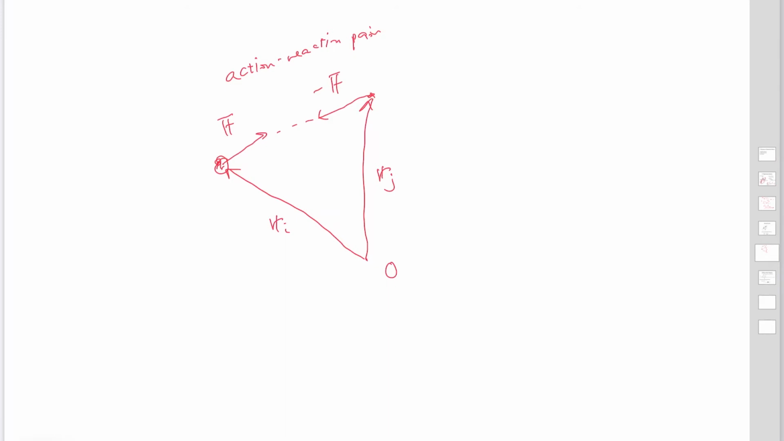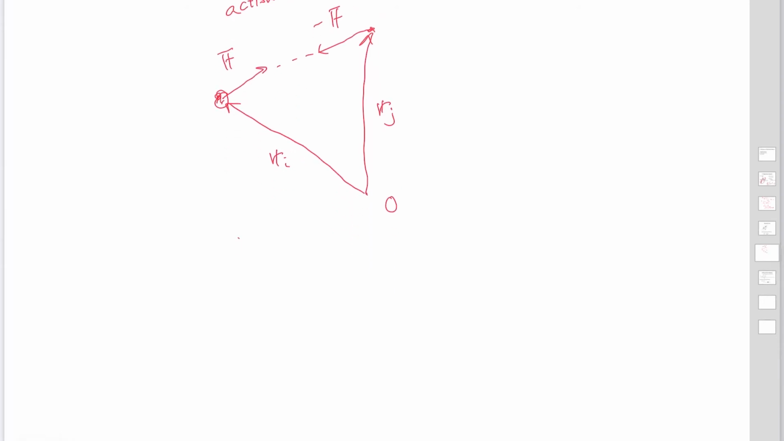Then we'd like to calculate the torque, the sum of these two torques. r sub i cross F. This is the internal torque. Plus r sub j cross minus F. This is going to be r sub i minus r sub j cross F. This is a vector product because of the definition of torque. r sub i cross F, r sub j cross minus F. So you can sum up, and this is going to be r sub i minus r sub j cross F.